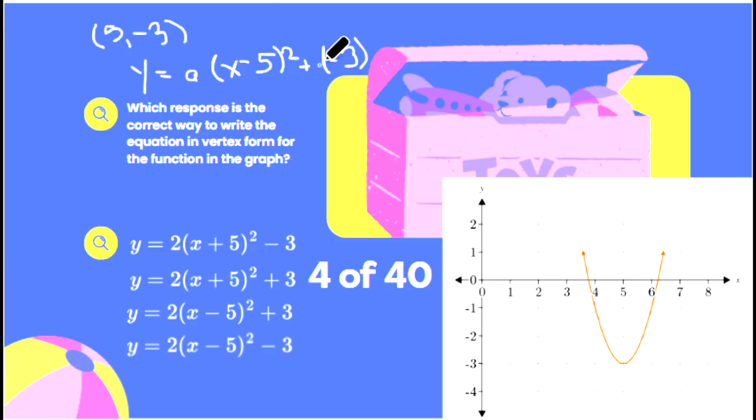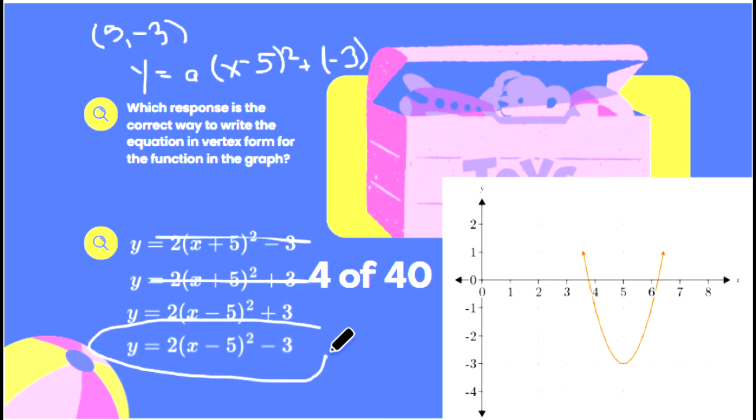So we have this much information. Now we could find out what a is, but there's no need to, because every single answer has the same a of 2. So let's just find x minus 5. This one's out and this one's out. Here's x minus 5 squared, and then plus a negative 3 becomes minus 3. So it has to be that one. There's your number 4.